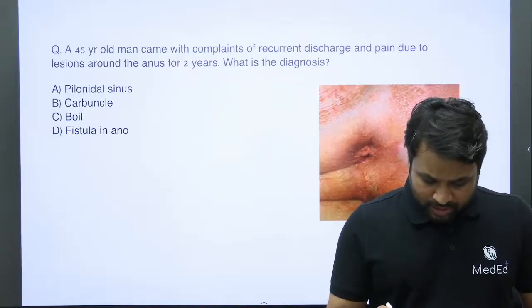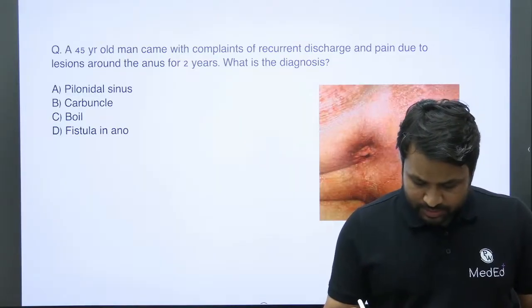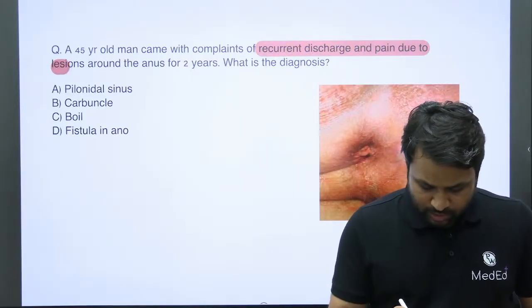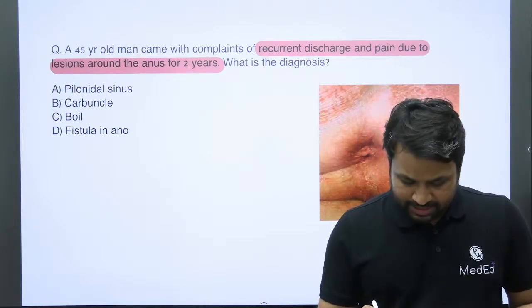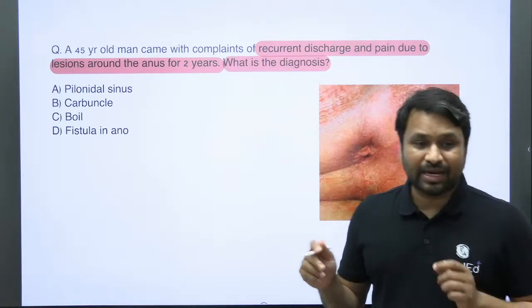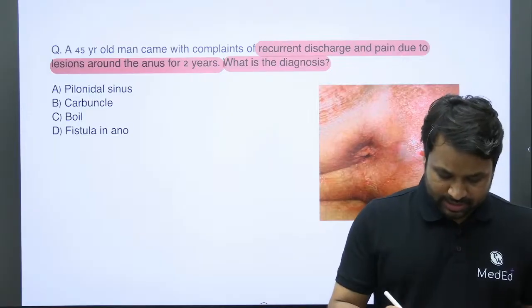Next one that you have, what do you have? A 45-year-old man complains of recurrent discharge and pain due to a lesion around the anus for 2 years. What is the likely diagnosis? It is around the anus, so the answer has to be fistula.